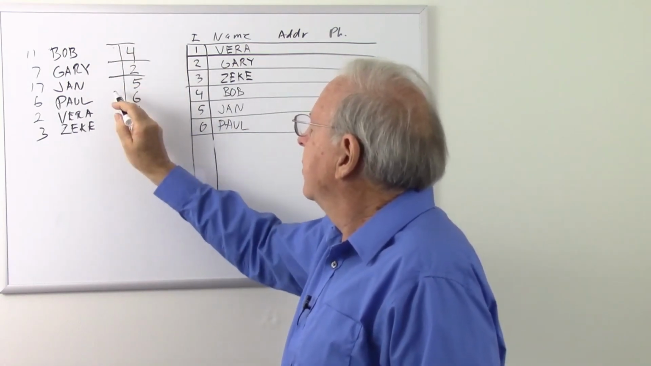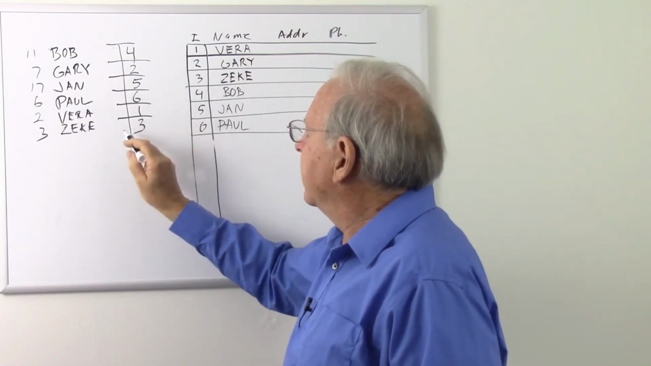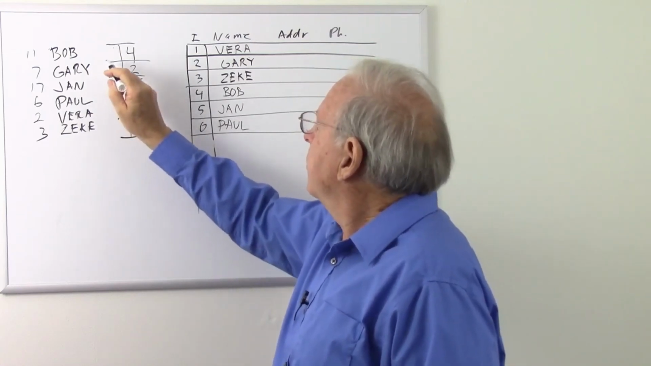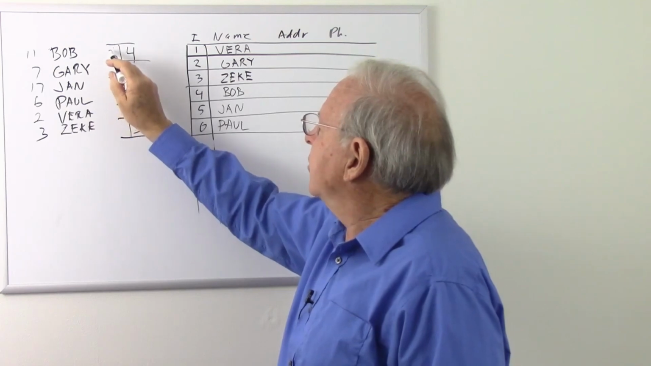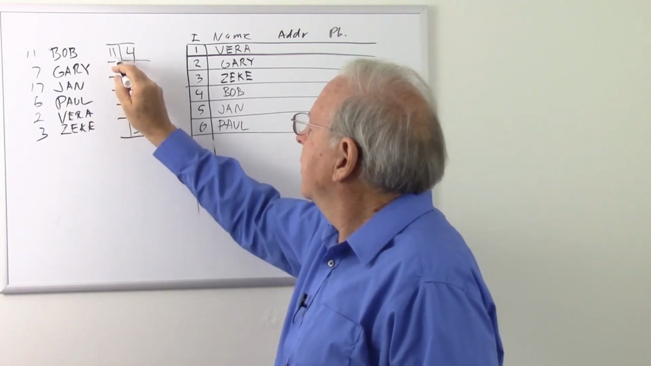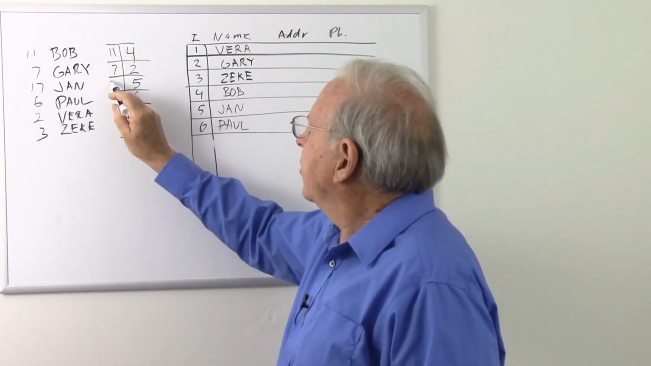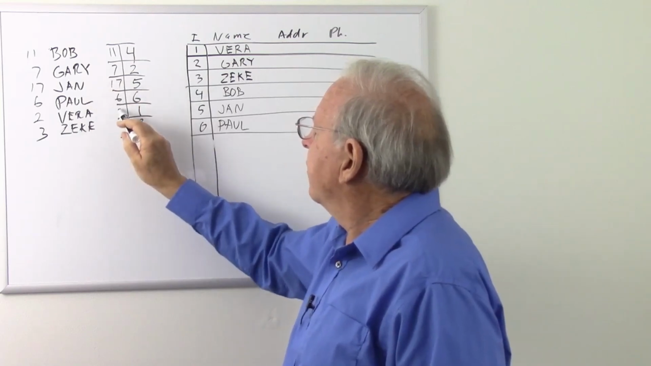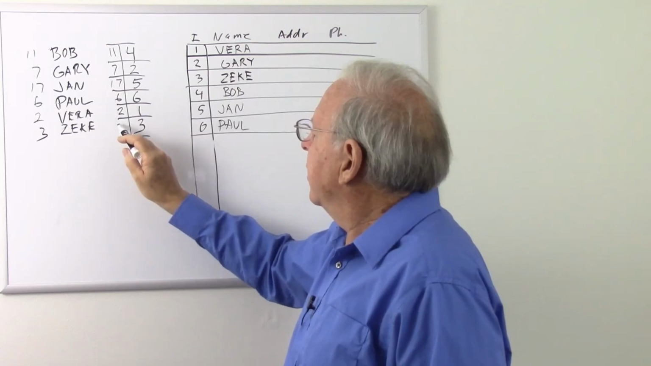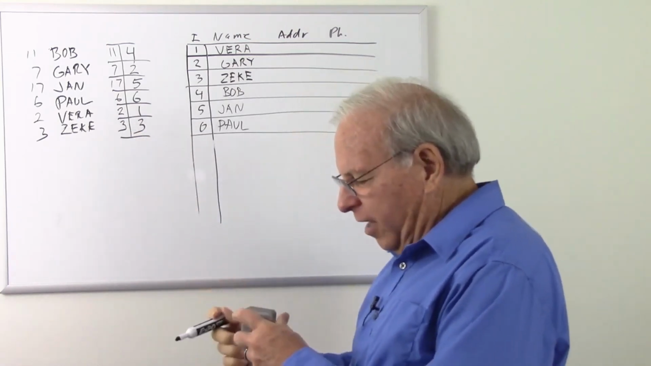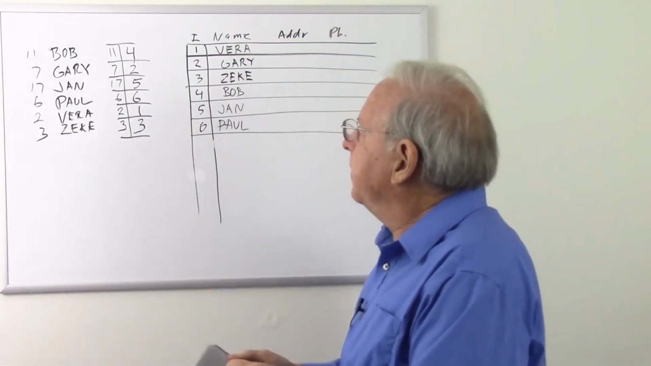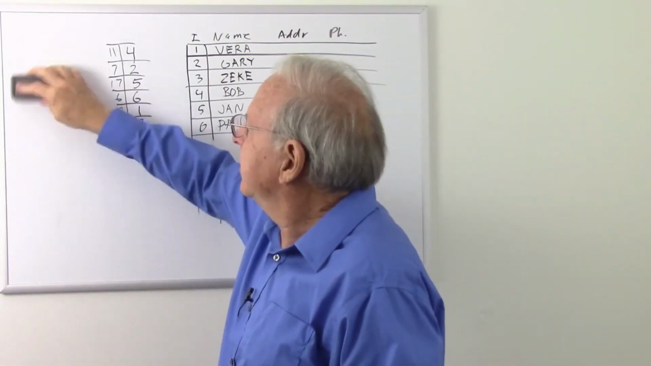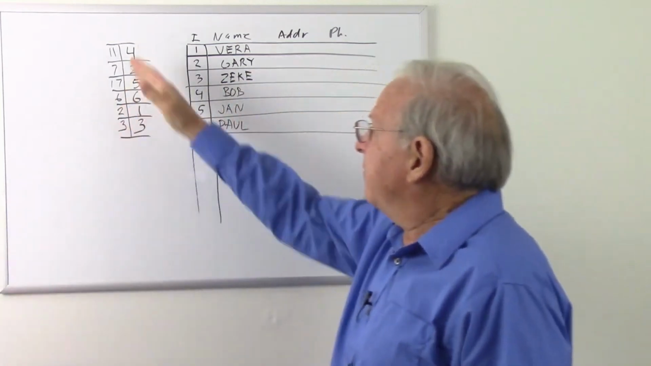So let's make a little table out here. Bob's hash is 11. Gary's hash is 7. Jan's is 17. Paul is 6. Vera is 2. And Zeke is, coincidence, Zeke is both a hash of 3 and a row of 3. So now we get rid of that. Now we have a hash table.